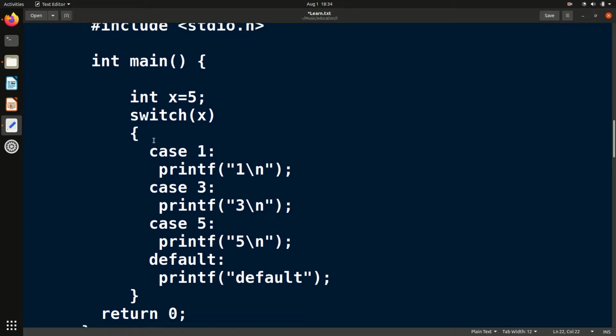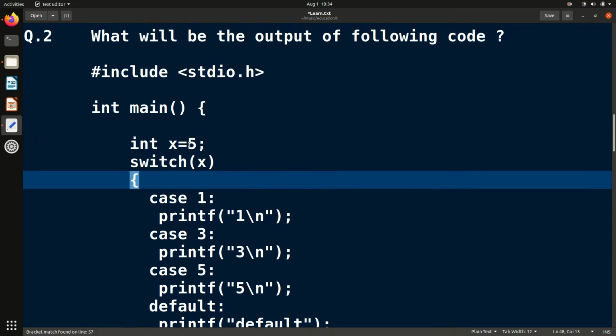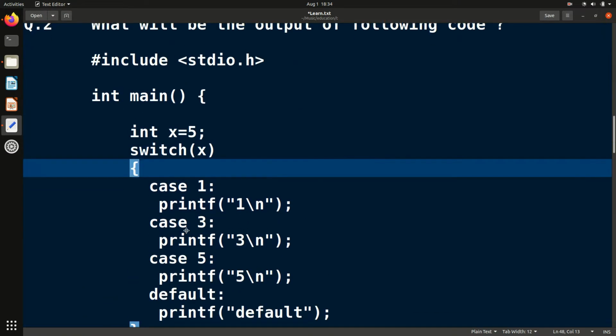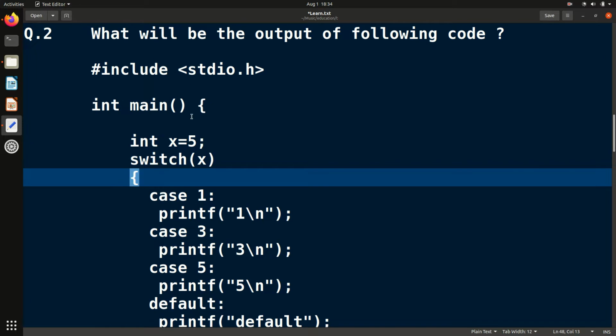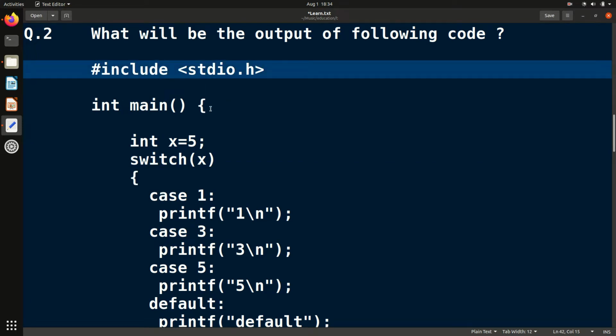So this is basically switch case. I hope you are aware. If not, I will discuss. So let us solve. So this is the header, so skip it.